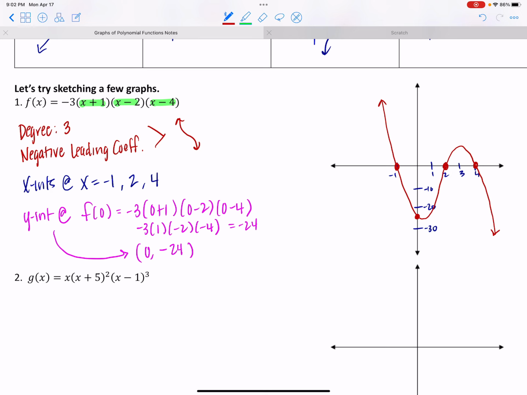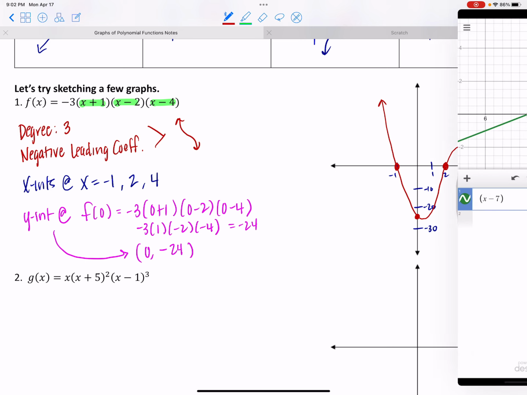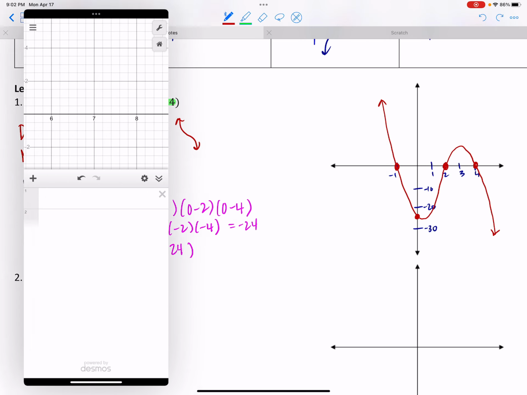If we really wanted to know how far up that point was going to go and how far down this point was going to go, we could make a table of values. Maybe I input +3 and see what my output is, and I could maybe input a +1 and see how low my output is. But if we're just trying to sketch, this would be good enough for me. And in fact, let's go ahead and just check. Let's see how close we got.